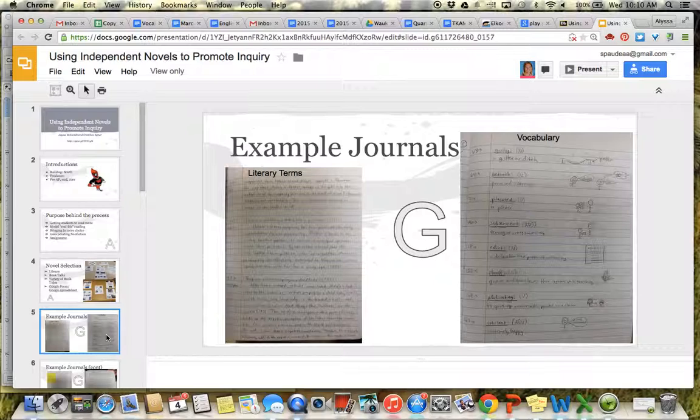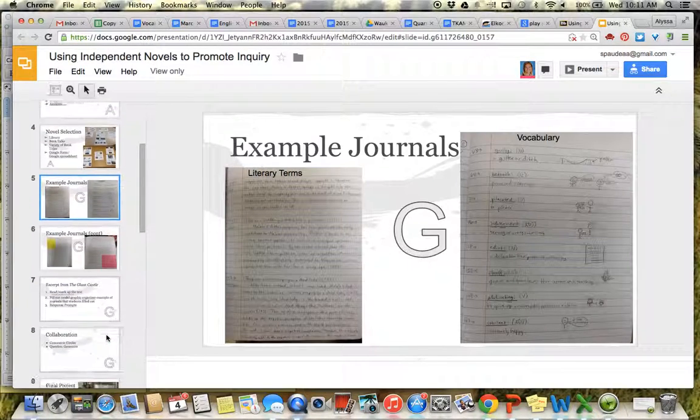As you can see here, the first two parts of the journal, one was literary terms and the second part was vocabulary. So for the literary terms, they would find a literary device, they'd find a quote from the novel that showed that device, and then they would explain what that device did to help move the novel along, or the nonfiction piece. The second part was the vocabulary, where they picked a vocabulary word that they may not have known or one that was a higher level word. And they defined that and they broke the word apart, creating an image to really show their understanding of that definition.